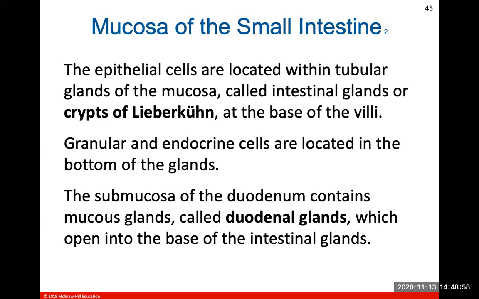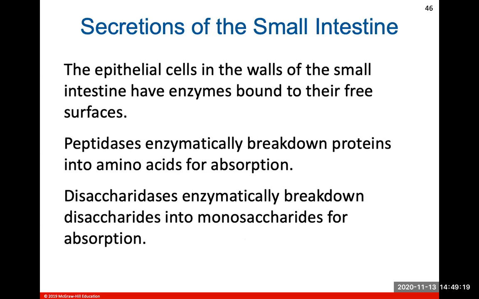The epithelial cells are located within tubular glands of the mucosa, and we call these the crypts of Lieberkühn at the base of the villi. Your granular and your endocrine cells are located in the bottom of the glands, and the submucosa of the duodenum will contain mucus glands called duodenal glands, which open into the base of the intestinal glands.